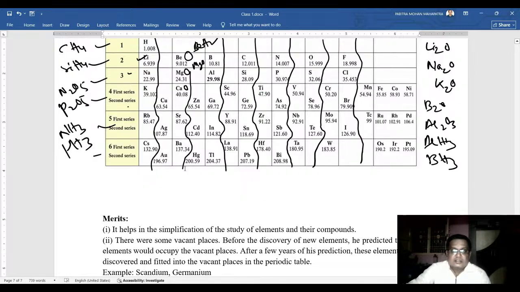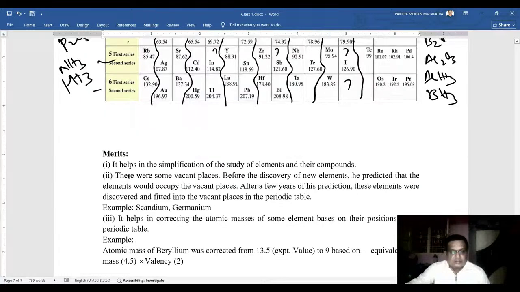It helps in the simplification of the study of elements and their compounds. Look at that. Here some vacant spaces are found. Here also vacant space. There are various vacant spaces found. Before the discovery of new elements, Mendeleev predicted that the elements would occupy the vacant places. After a few years of his prediction, these elements were discovered and fitted into the vacant places in the periodic table.